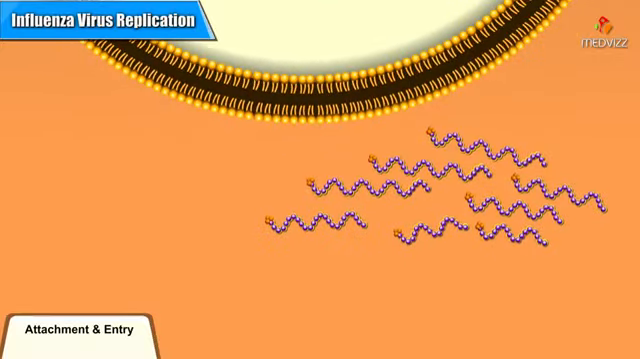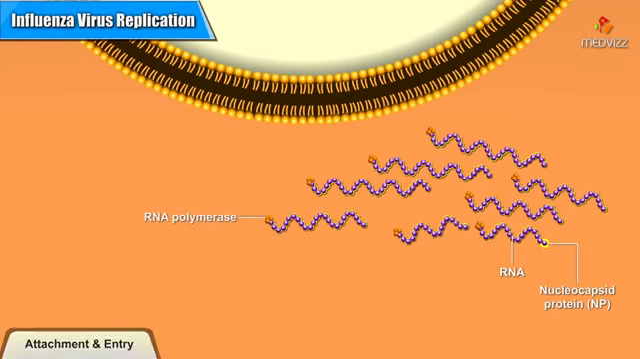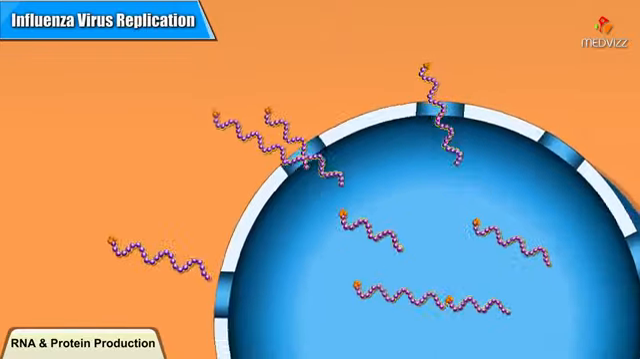The 8 RNA segments of the influenza genome are covered with nucleocapsid proteins, abbreviated NP, and attached to several other proteins that make up the viral RNA polymerase. These RNA protein units enter the nucleus via the nuclear pores.